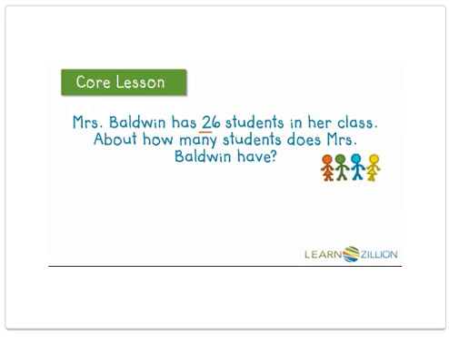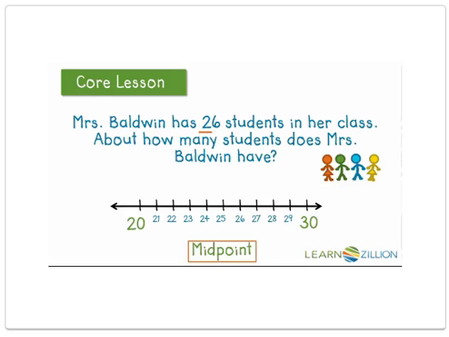I'm going to focus on the 2 in the tens place. The benchmark numbers for 26 when rounding to the nearest 10 are 20 and 30. The midpoint is 25. When I look at the number 26, I can see that it's above the midpoint and closer to the number 30. So if we want to estimate about how many students Miss Baldwin has, we could say that she has about 30. We use estimation in our everyday lives.